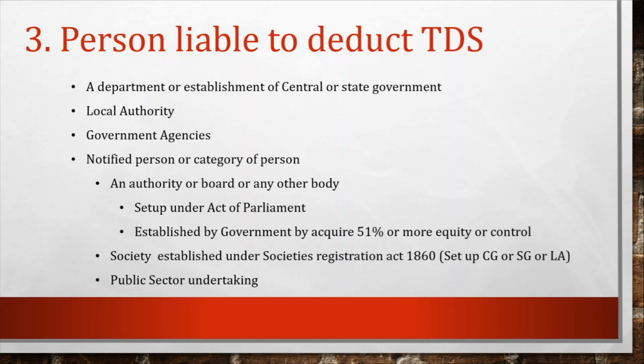A society which is established by the central government, state government or local authority under the Society Registration Act 1860, in that case it is also applicable. And then public sector undertakings. So these are the persons who, if they are receiving any supply of more than 2,50,000 rupees, in that case they are liable to deduct the tax from the supplier.